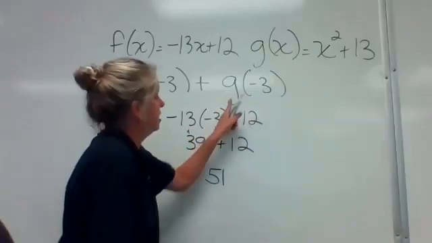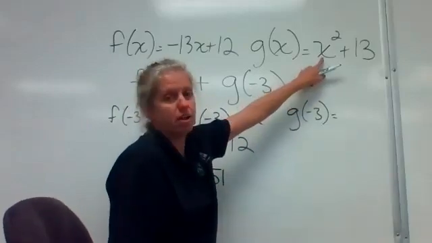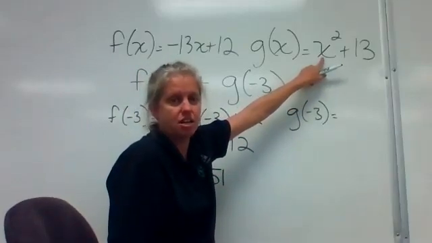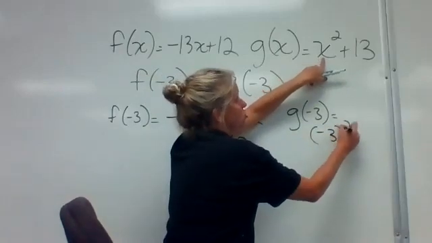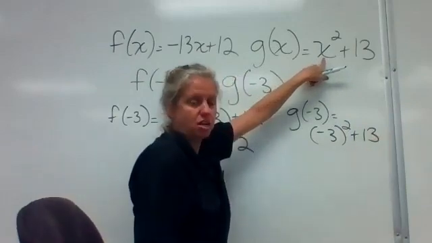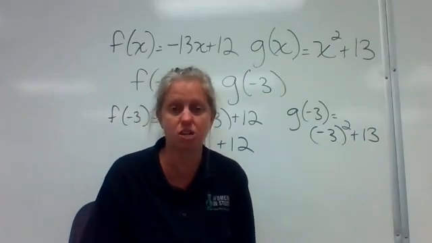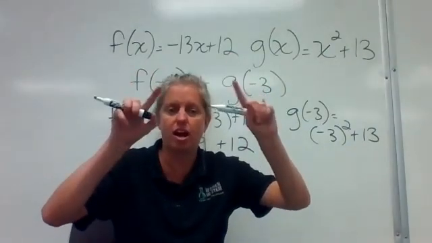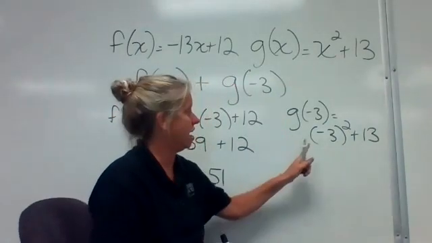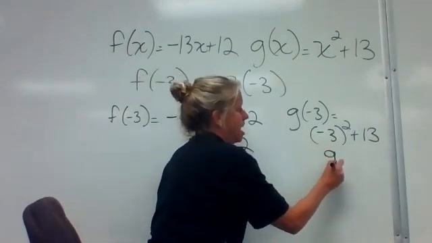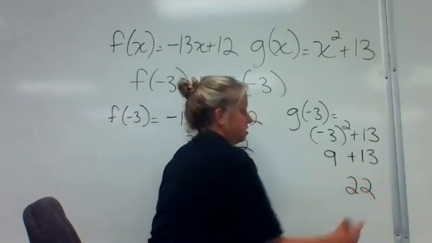We'll do the same thing over here. Now I need to find g of negative 3. So I'm going to replace the g function's x with a negative 3. So if I do that, I have negative 3 squared plus 13. Be careful when you type in negative 3 squared. If you're going to square something in your calculator, make sure whatever you're squaring, especially if it's negative, is in parentheses. If not, it's going to give you the wrong answer. Okay, negative 3 squared is positive 9. Bring down my plus 13, which gives me 22.